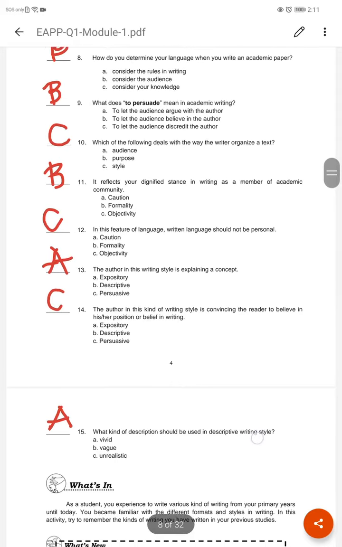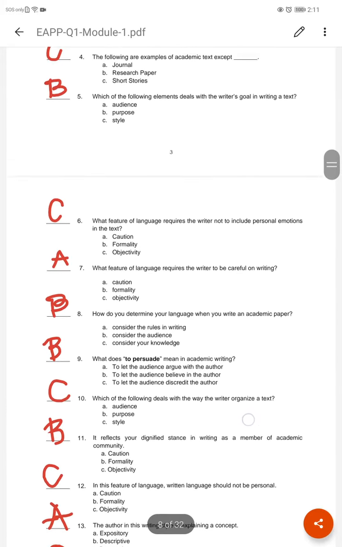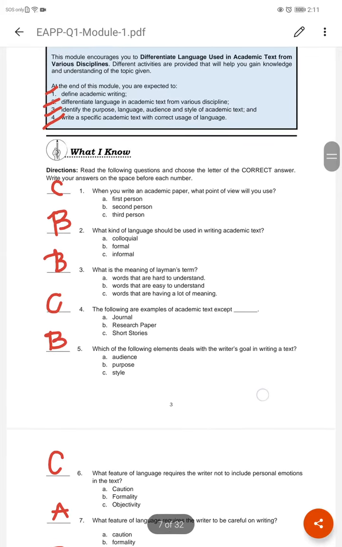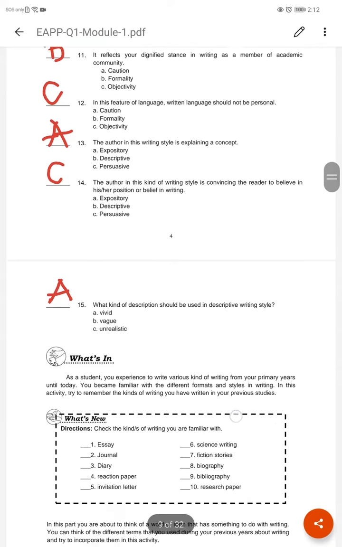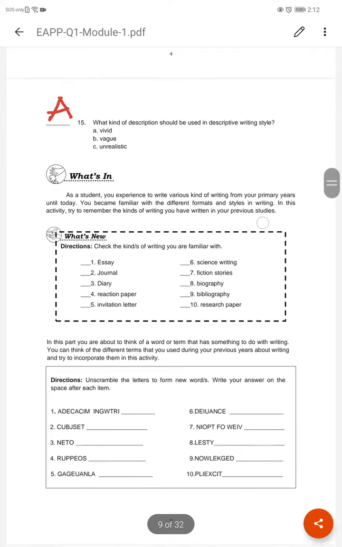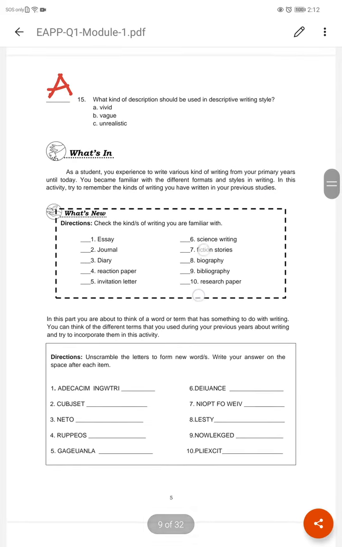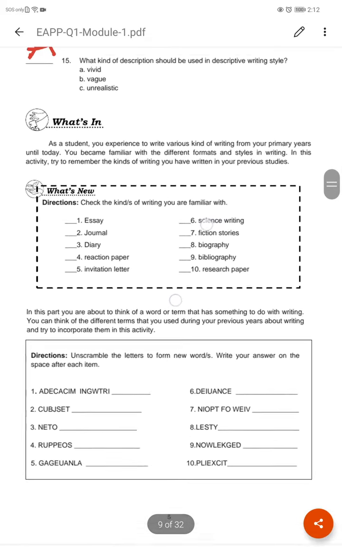Okay. Now please count your score and kindly write your score on top of that activity. But don't worry guys, since this is a pretest, it is recorded but not graded. Now let's go to what's in. So we will be reviewing what you know about this.